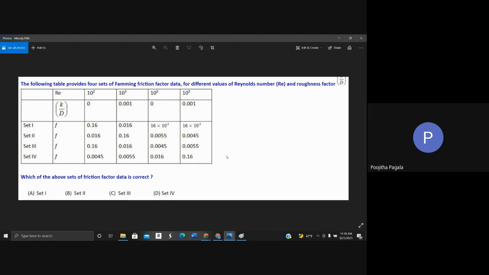The next value is of no use because set 1 and set 3 both have the same value. Then look at the next set, 10 power 5. So same Reynolds number, 10 power 5, 10 power 5. When the Reynolds number is the same and the roughness increases, what should happen to the friction factor? Should it increase, decrease, or remain constant?